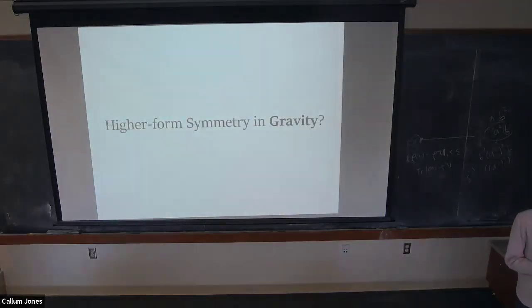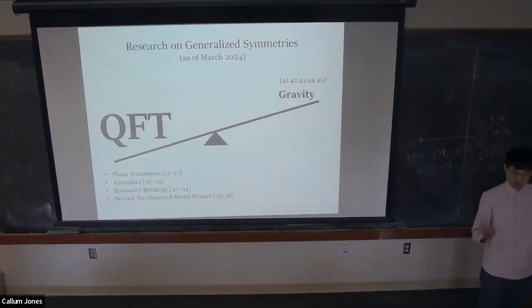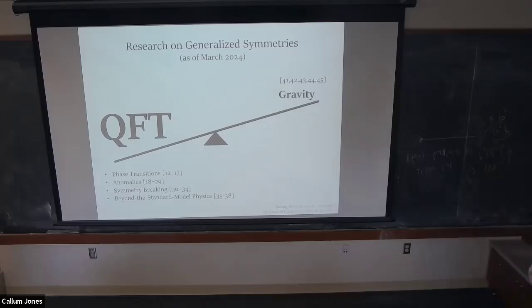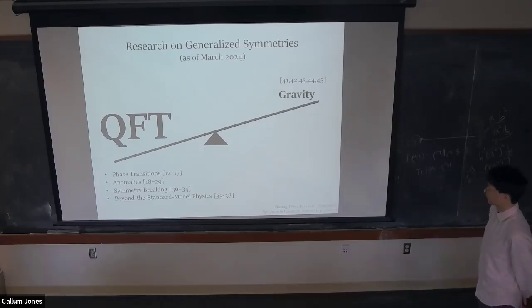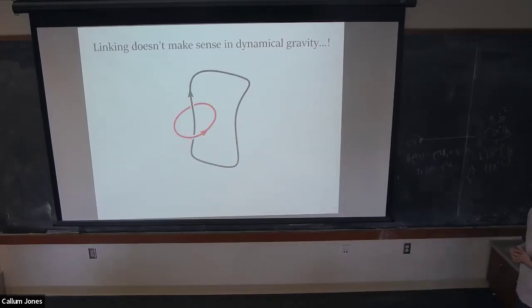And now I'm going to talk about generalizing these notions to gravity. So why is this an interesting problem? Well, gravity is just fascinating. But there is another reason. So here, this is a sort of literature review. So far, most of the research on higher form symmetries has been restricted to quantum field theories with no dynamical gravitation. And there are few works on gravity. That might be a reason why we have so few works on gravity.